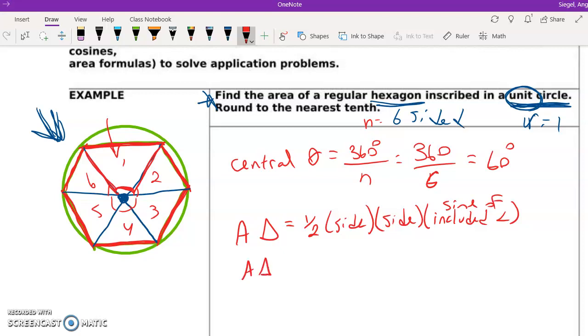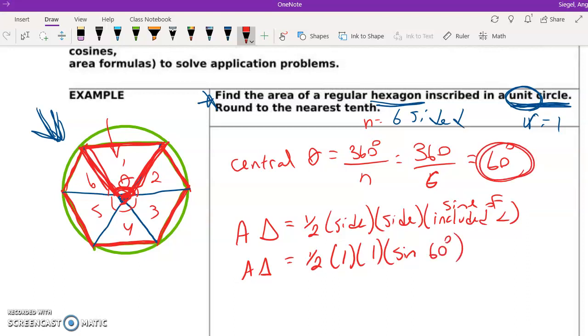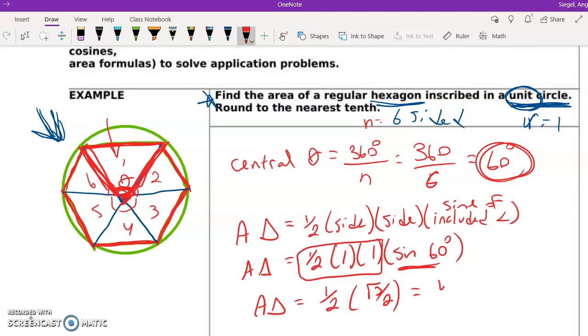Okay, so let's apply this to what we have. So the side, don't forget, this is the center of this unit circle. So this is 1 and this is 1. So I have 1 times the sine of the included angle. We found out the angle is going to be 60 degrees. Well, the sine of 60 degrees is square root of 3/2. So this is 1/2, and this is square root of 3/2. So the area of one triangle is square root of 3/4.